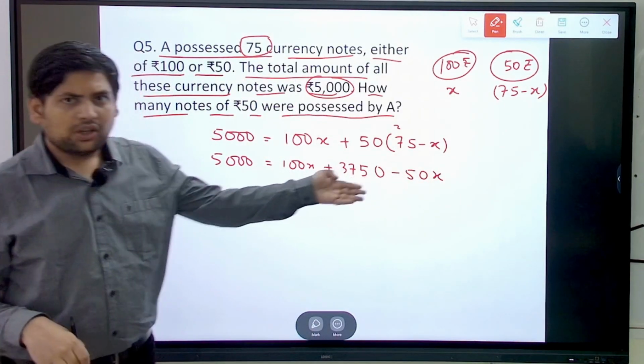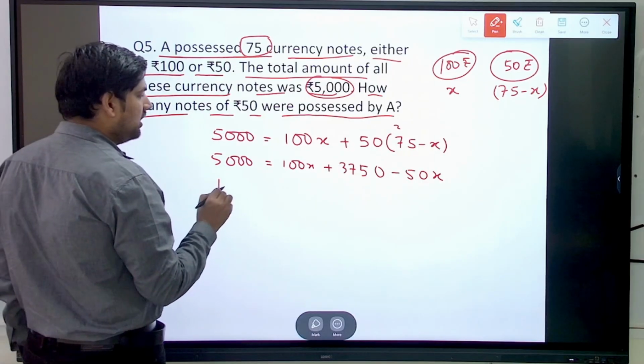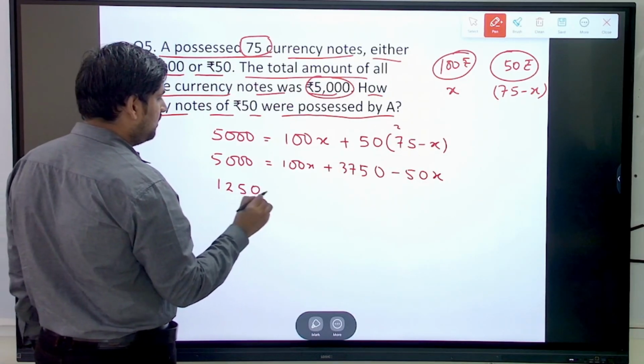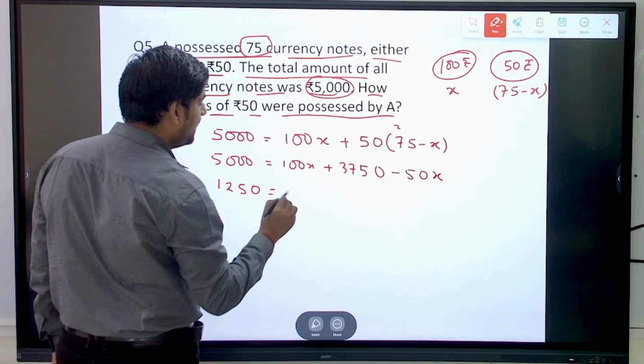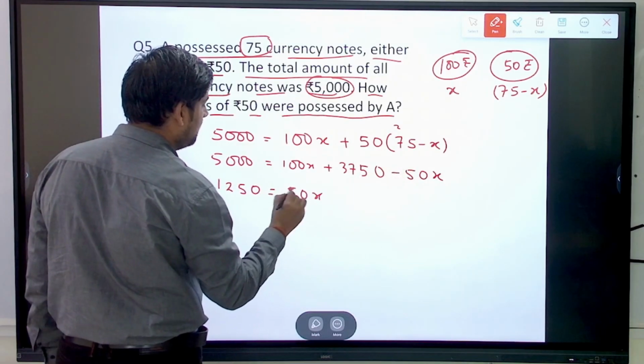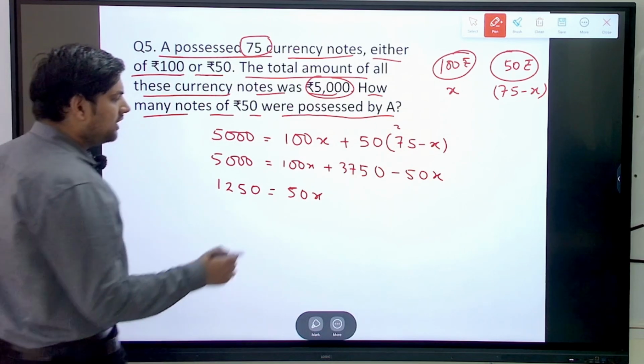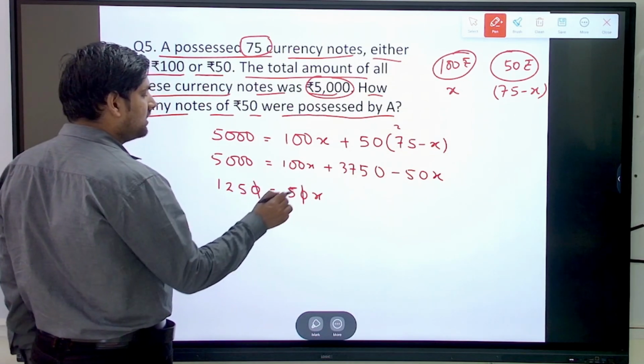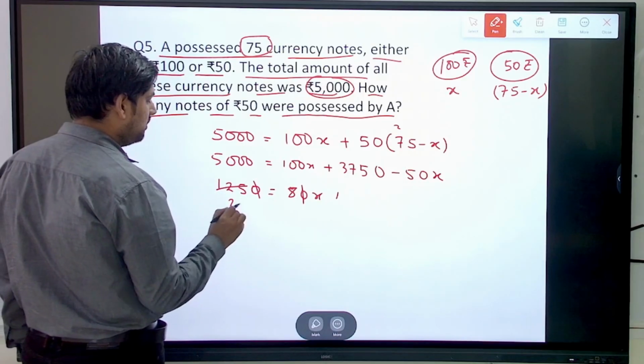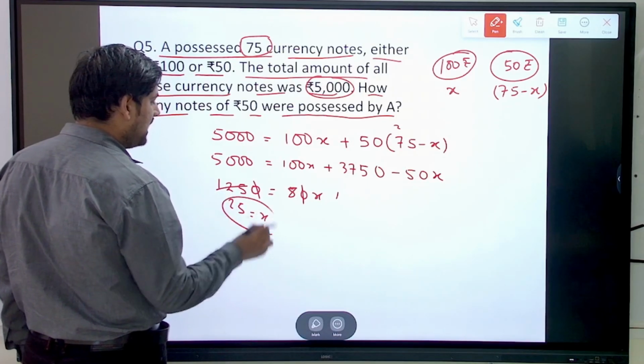Now you can send 3750 to the other side. It becomes 1250 is equal to 100x minus 50x, which is 50x. You can cancel this out, 0 and 0 will be cancelled, and 1 and this will go 25 times. That means x came out to be 25.